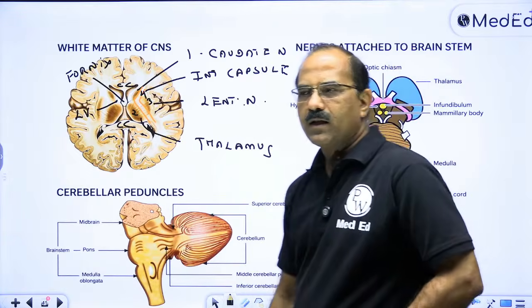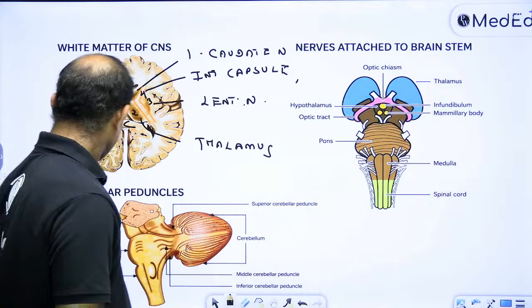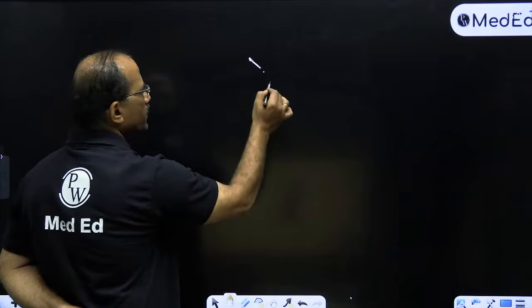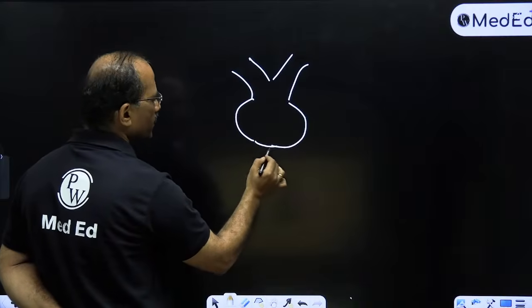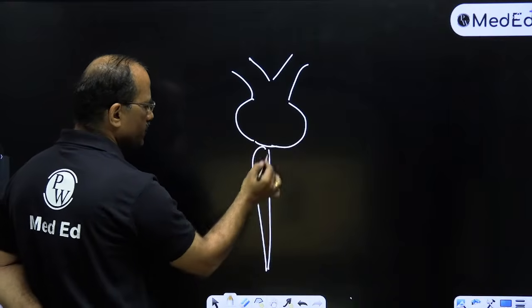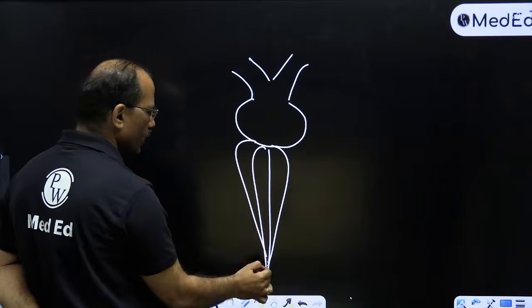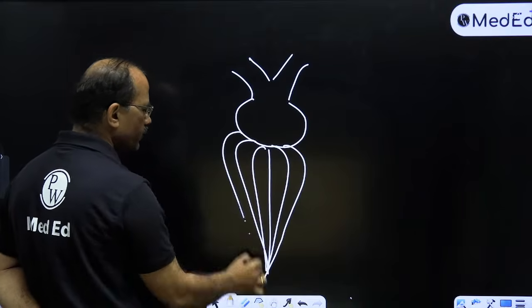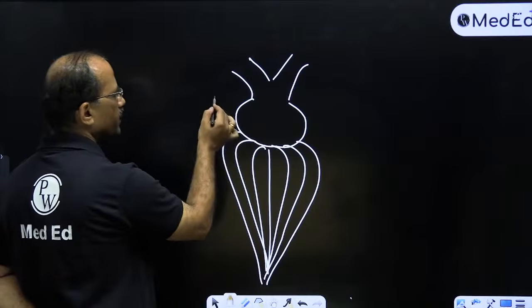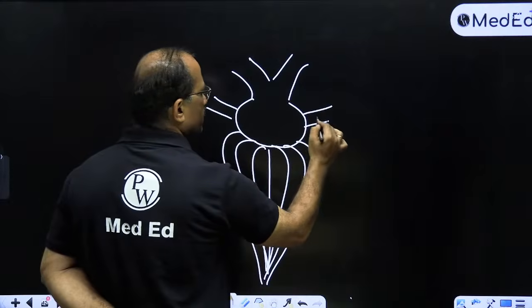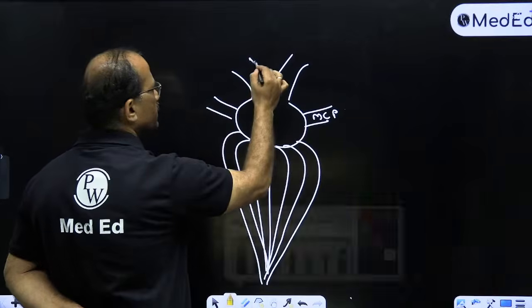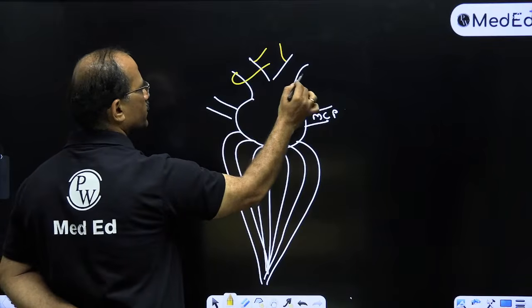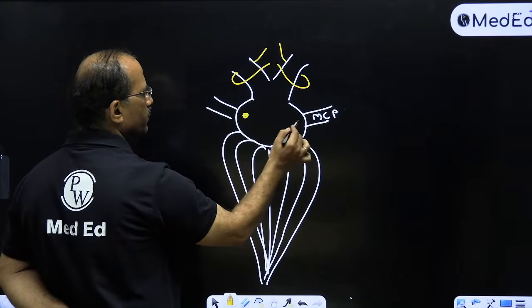Fine. Now I'll tell you the attachment of cranial nerves, if you can answer this. Look, this is the midbrain, that's the pons, that's the medulla, those are the pyramids, those are the olives. That's the inferior cerebellar peduncle. This is the middle cerebellar peduncle. Start. What is this nerve? And what is this nerve? What is this nerve?